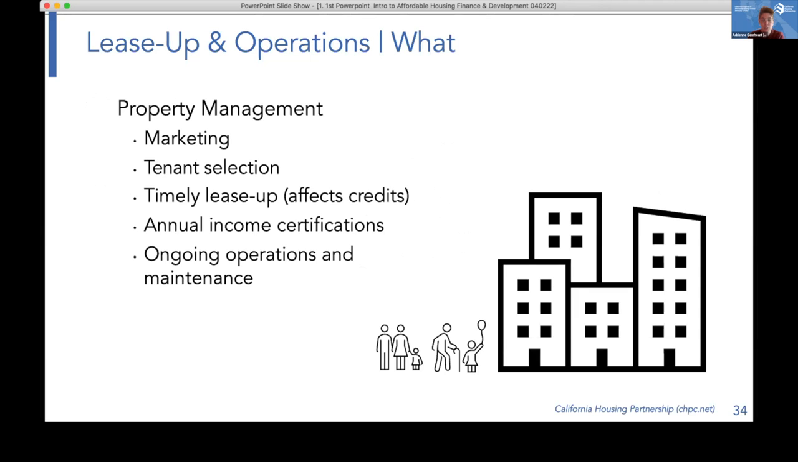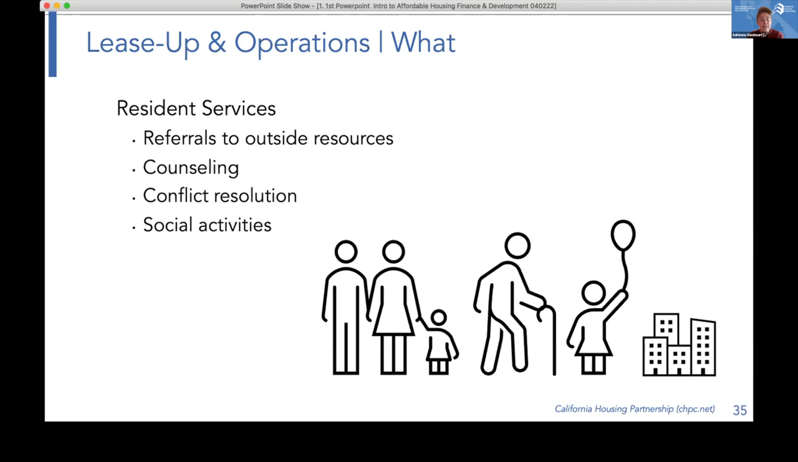So property management is responsible for marketing. They do tenant selection. They have a goal of leasing up quickly, as a delayed lease up could affect the amount of tax credits your project gets. They are responsible for annual income certifications, as well as the ongoing operations and maintenance of the property. And then you have resident services who work with residents and can provide referrals to outside resources or organizations, counseling, any conflict resolution if issues come up, and also social activities for the residents.